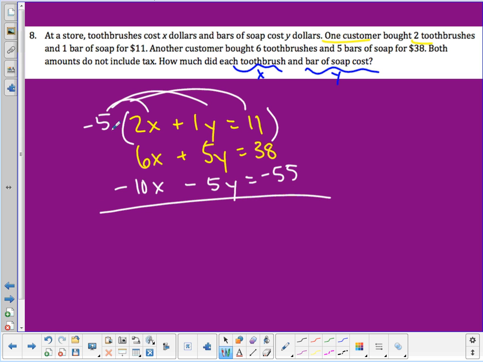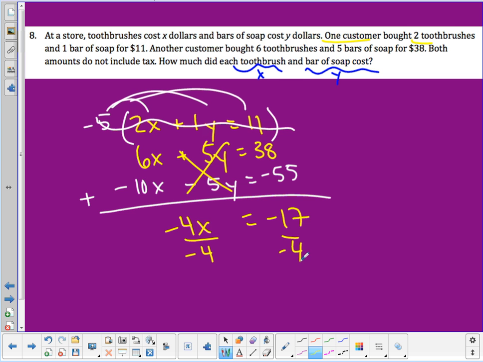So now I'm done with this top equation. I'm going to add up the bottom two that I have and see what I get. 6x minus 10x is negative 4x. The y terms drop out because one's positive 5, one's negative 5. And then 38 minus 55 gives me a negative 17. Divide both sides by negative 4, and I end up with x equaling $4.25. So that tells me that each toothbrush is $4.25.